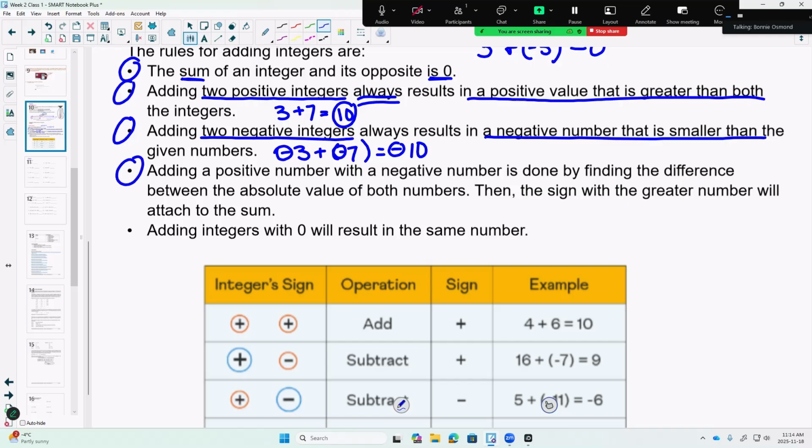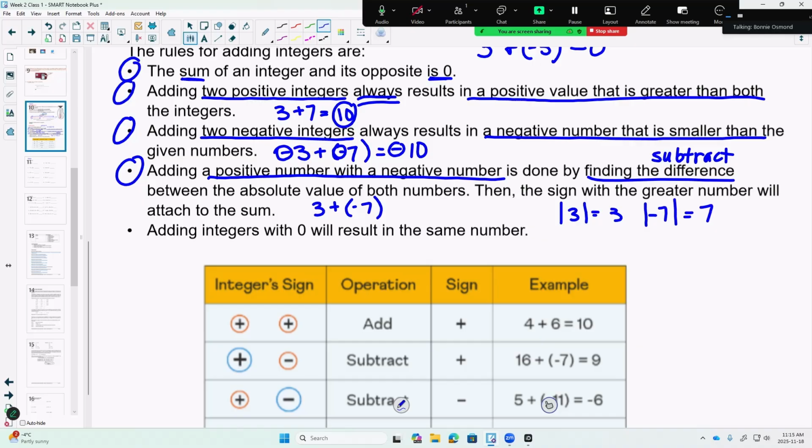Adding a positive number with a negative number is done by finding the difference, which means you subtract, between the absolute values of both numbers. Then the sign of the greater number will attach to the sum. So if we're adding, say, positive 3 plus negative 7, the first thing we're going to do is look at the absolute values. The absolute value of 3 is 3. The absolute value of negative 7 is 7.